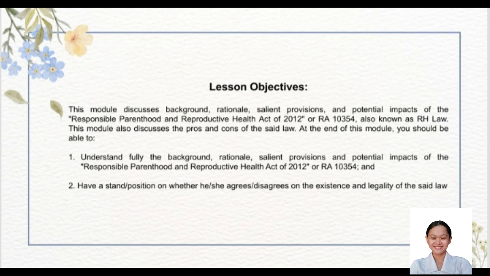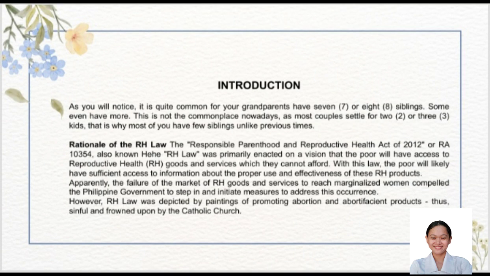At the end of the module, you should be able to: Number 1, understand fully the background, rationale, salient provisions, and potential impact of the Responsible Parenthood and Reproductive Health Act of 2012 or RA 10354. And number 2, have a stand or position on whether he or she agrees or disagrees on the existence and legality of the said law.